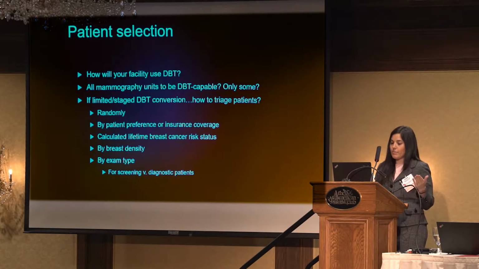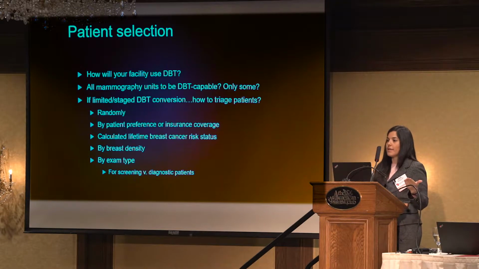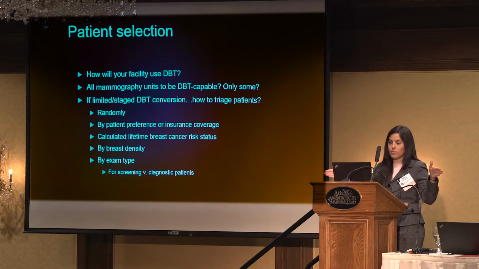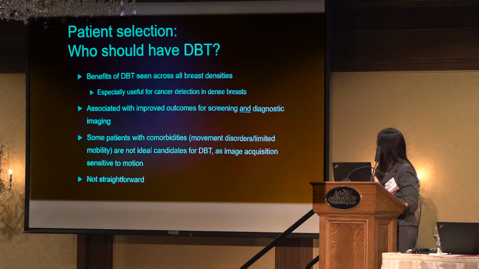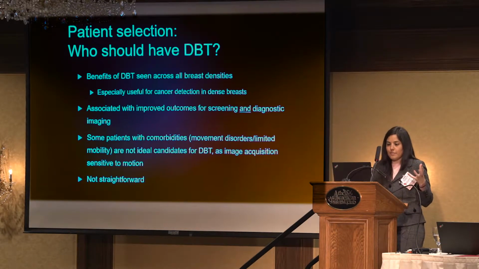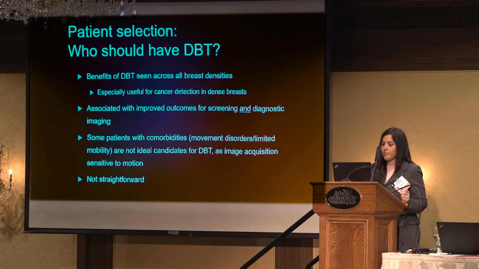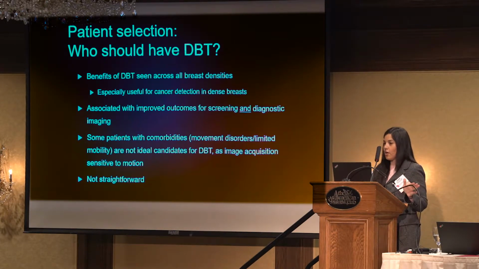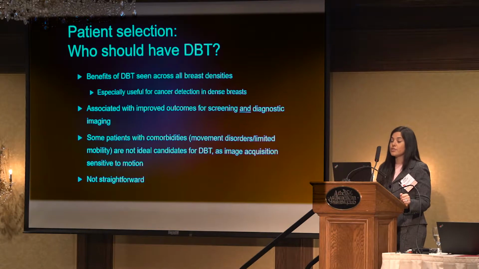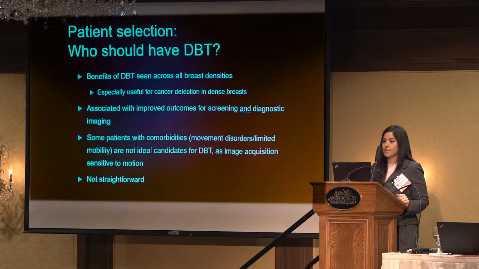You could stratify women by breast density, or you could choose to do it by exam type, all diagnostic exams or all screening exams. There are pros and cons to all of these. I'm going to talk just a little bit about breast density and exam type because I feel there are some lessons to take home from that. So the benefits of Tomo can be seen across all breast densities. Make no mistake, all breast densities. They are especially useful for cancer detection in denser breasts, right?